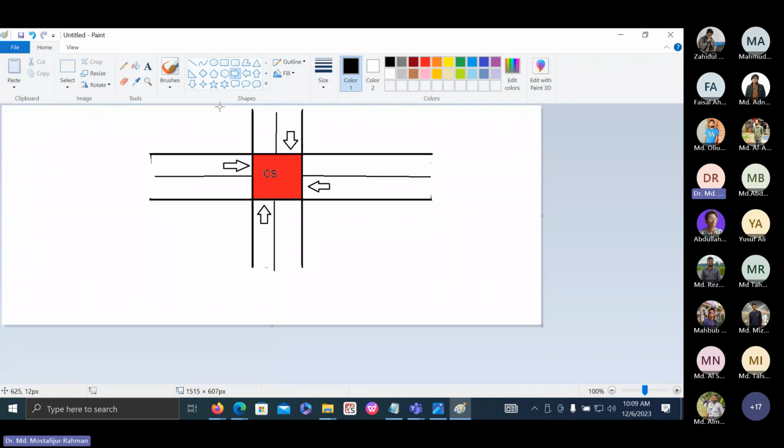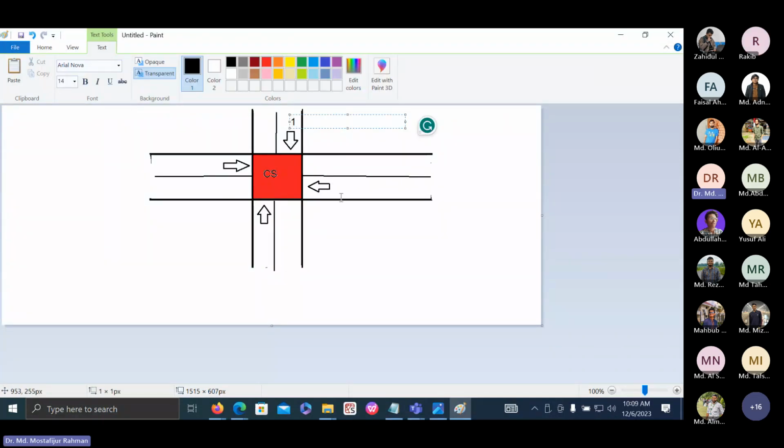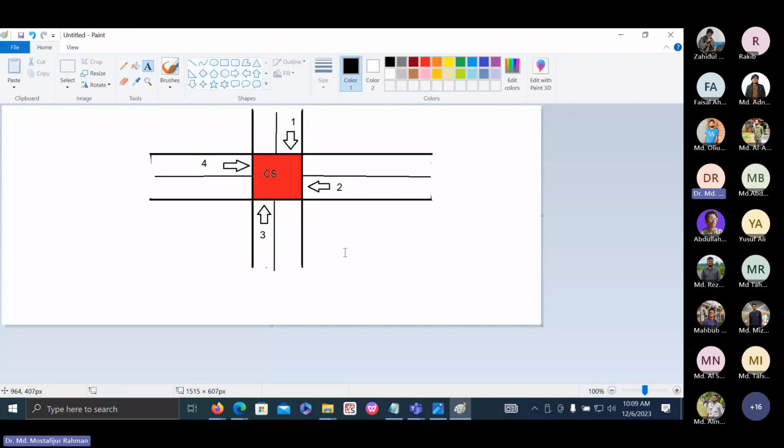Yes, sir. These four cars are ready. If this one is number one, this one is number two, this one is number three, and this one is number four, these four cars are ready to enter into the critical section. That means they are in a big hurry. They want to go, either this way or straight. Whatever, if all four cars want to access this red color place, this critical section, together, a crash may happen. Correct?